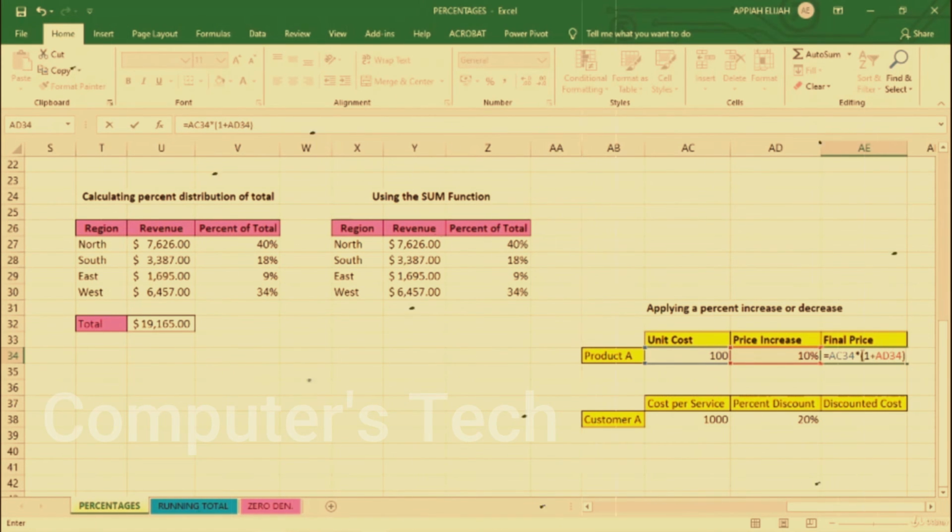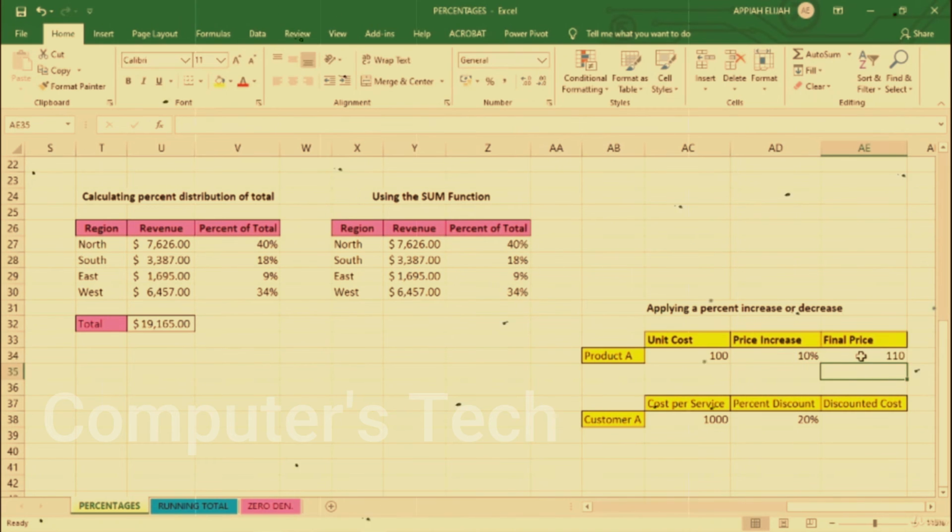Then we want Excel to perform this calculation before multiplying by the original price. And so when we press enter, it will give the result as 110, because 10% of 100 is 10. And so if the unit cost has increased by 10%, it has increased by 10. And so you add 10 to the 100 and you get 110. And also over here, we are looking at a discount.